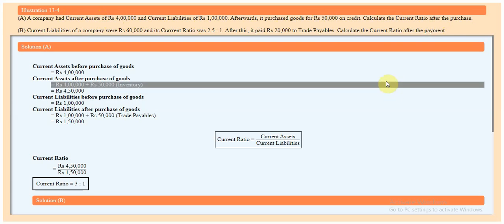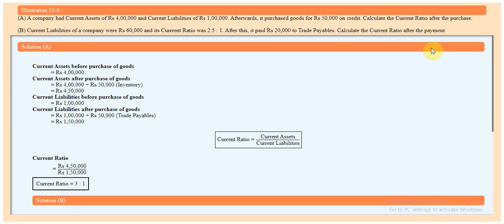And what do we need for finding current ratio after the purchase? We need current assets after the purchase and current liabilities after the purchase. But what is given in the question? They have given current assets before the purchase and current liabilities before the purchase of goods. So we have to compute what will be the current assets and current liabilities after the purchase of goods.